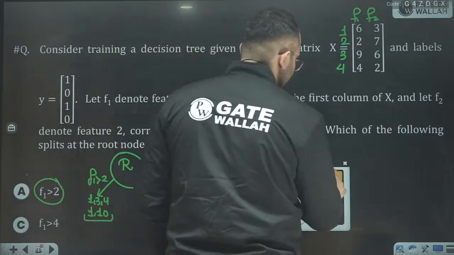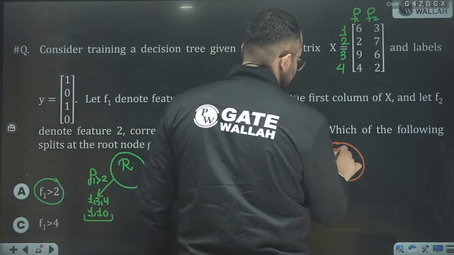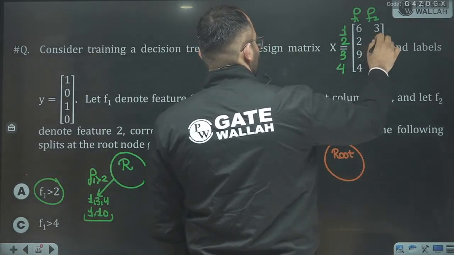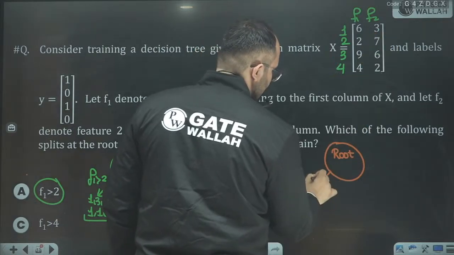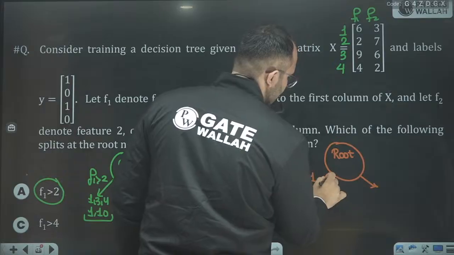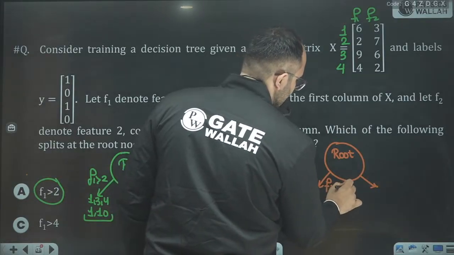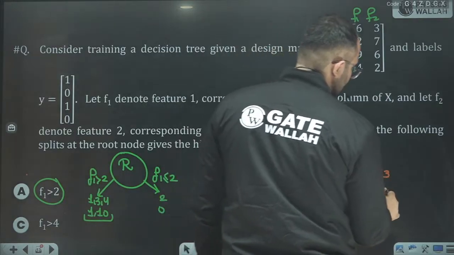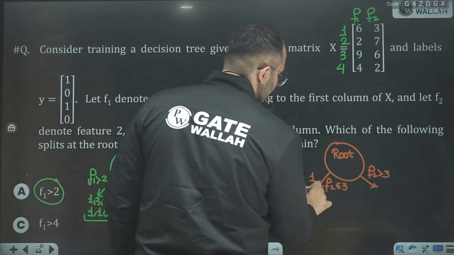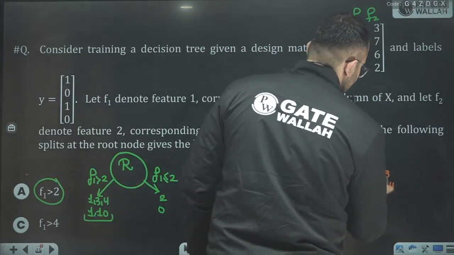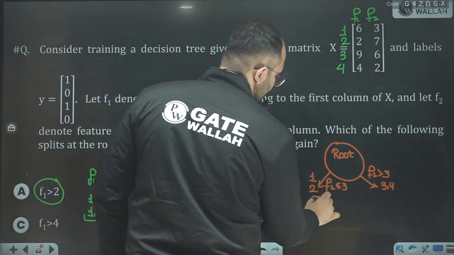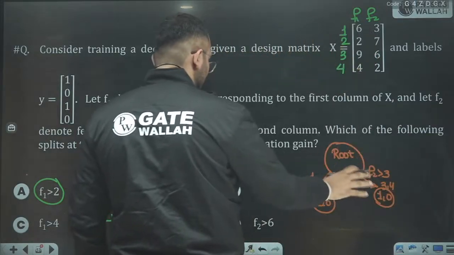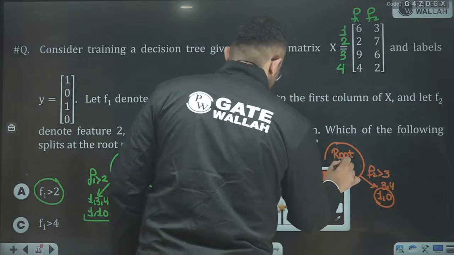Let's see option B. F2 greater than 3 means only one data point is here, first point, and this is F2 less than equal to 3. Less than equal to 3 means first and second point will go here and third and fourth point will go here. So first and second means class 1 and 0. Here also class 1 and 0. So there is no gain in entropy, it is very poor in this situation.